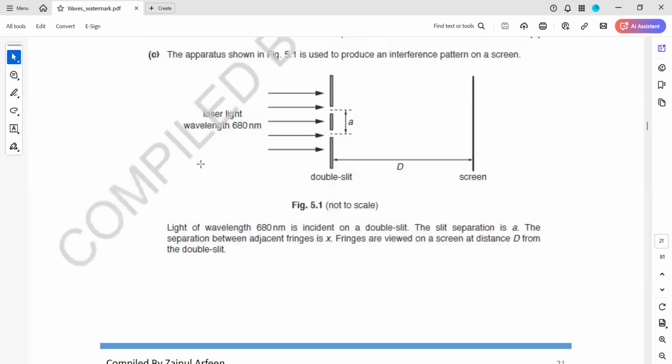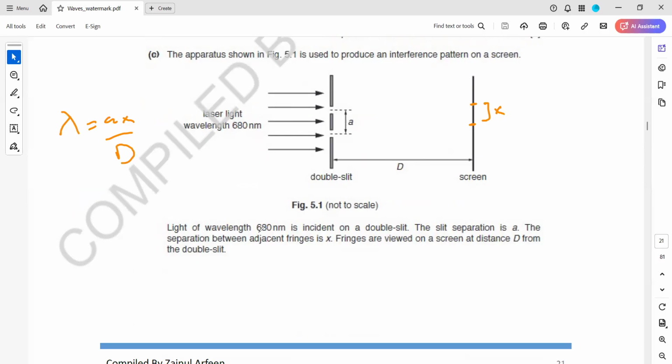The next question is related to the double slit. In a double slit experiment, lambda equals AX over D, where A is the spacing between the two slits, D is the distance between the double slit and the screen, and X is the spacing between two successive fringes. So this is a direct question.